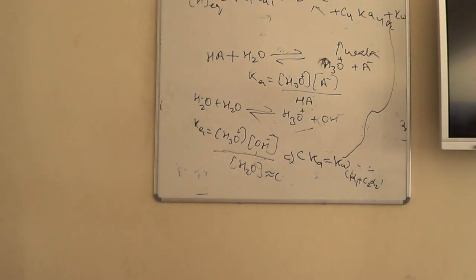But nowhere in the ionic equilibrium do we add water itself. You can consider OH minus and H plus from water like this. Just put KW in the formula.